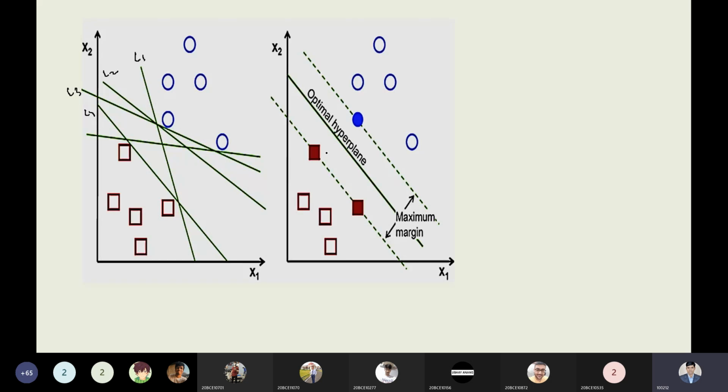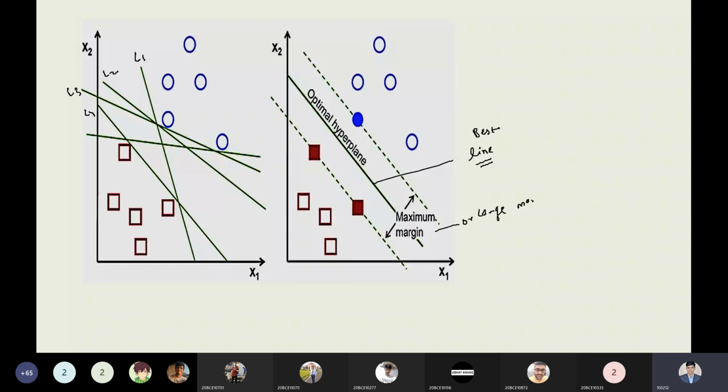So you can easily see this one. This is the line selected by us, so we can say this is the best line. It is also known as a hyperplane based on the maximum space or maximum distance, the maximum margin, also known as a large margin.